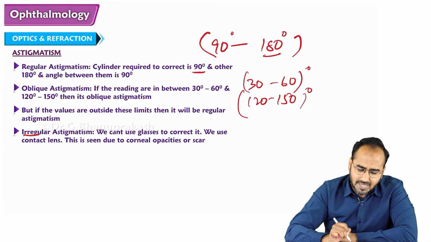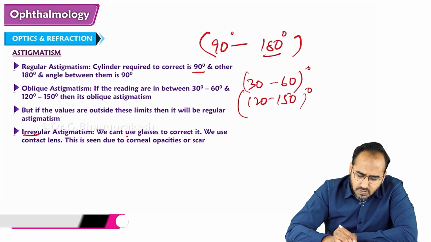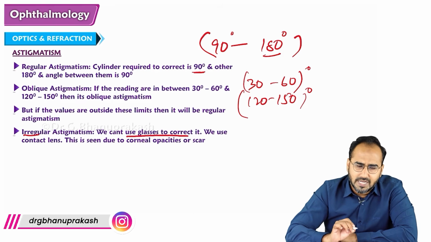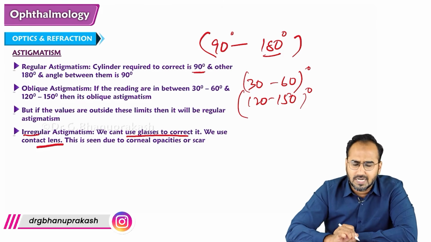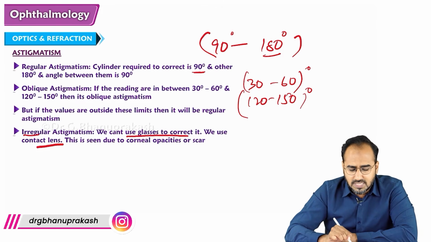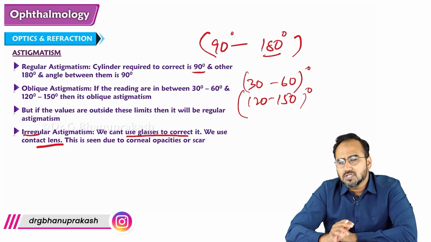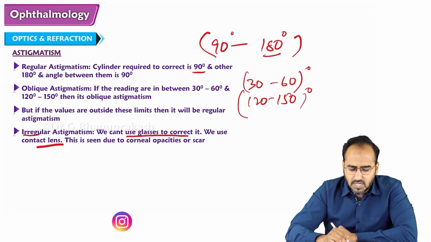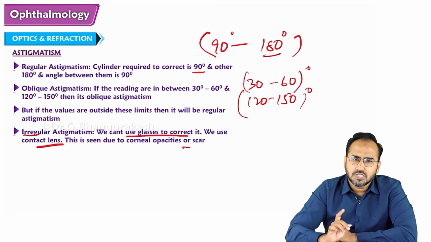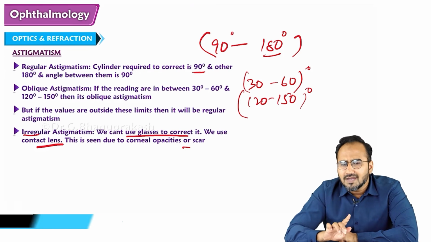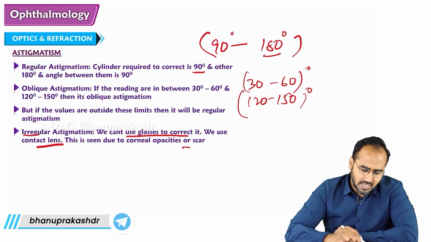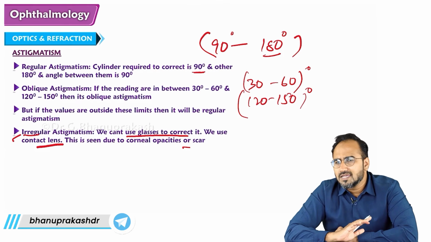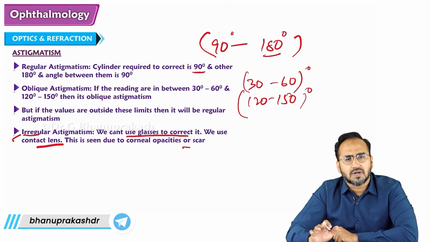Irregular. Irregular means we can't use glasses to correct it. It requires only contact lenses, right? This is seen due to corneal opacities or any scar developing on the cornea. So basically what you need to remember is the regular and the oblique one. Irregular is not treated by glasses, you require contact lenses.